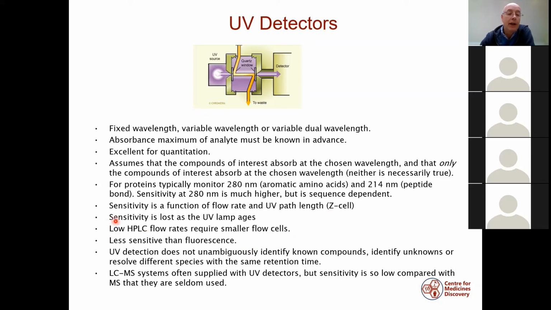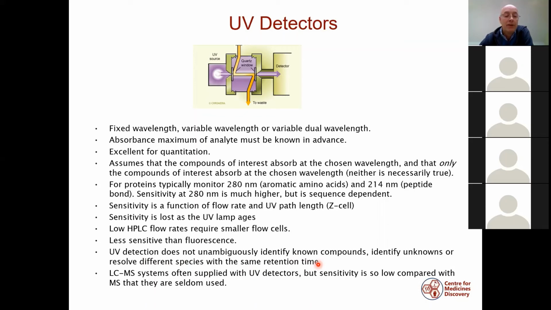If you have a low HPLC flow rate, as you might do on a mass spectrometer, you're going to need a much smaller flow cell. UV is less sensitive than fluorescence. But also UV detection, as I've said, does not unambiguously identify your compound. And also it's not necessarily going to resolve different species with the same retention time. If they both absorb and they have the same retention time, you will not be able to tell them apart.